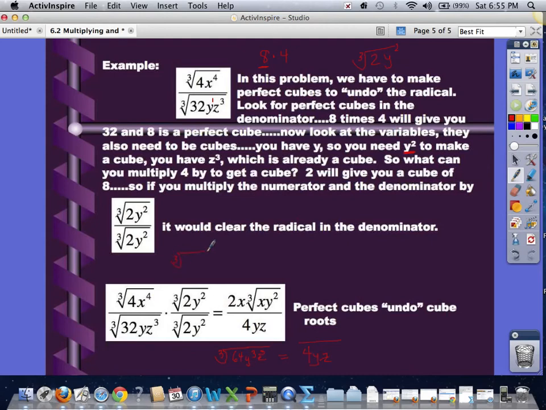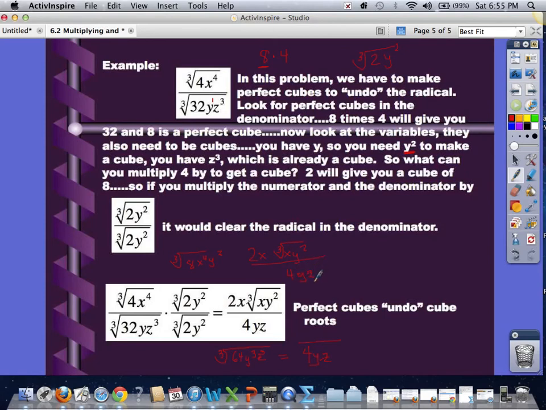So that becomes, on the top, cube root of 8x to the 4th y squared. Well, the cube root of 8 is 2. I can take a group of 3 x's out. 1 stays in. And then that's a y squared. I don't have a group of those to come out, so that just has to stay inside. So this becomes this over top of my bottom.